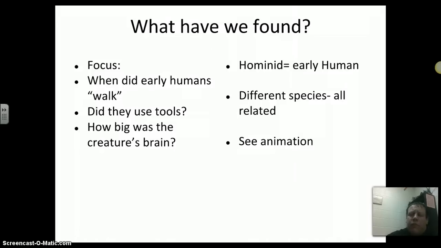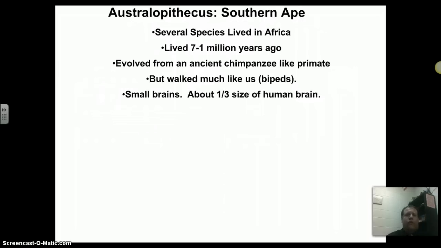Now, one of the things we have was the word hominid. You guys got to know this word hominid. Hominid just means early human, and they're all different kinds of early humans, and they're all related in some way, shape, or form. One of the first ones on this list is something called Australopithecus. Australopithecus is Latin for southern ape. They lived anywhere from 7 to 1 million years ago, and essentially evolved from an ancient chimpanzee.